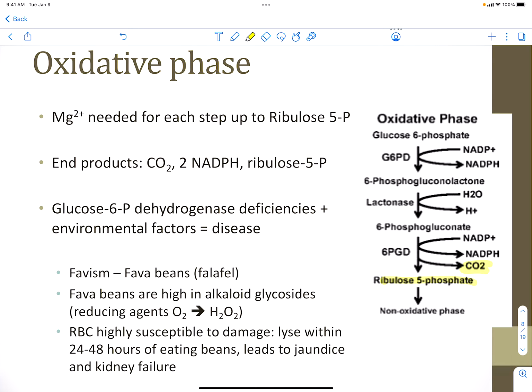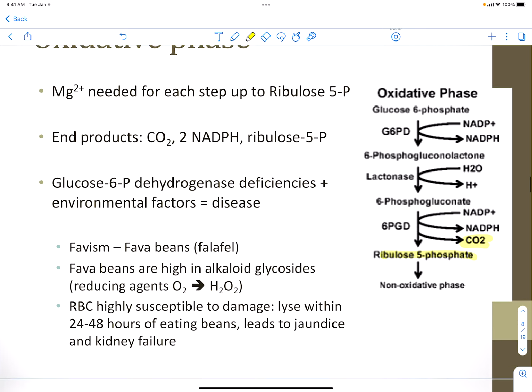Now, glucose 6-phosphate dehydrogenase deficiency also leads to something called favism. Fava beans are going to be high in glycosides, and this can generate reactive oxygen species, and so glutathione is very important in removing those reactive oxygen species. This is also the case, as I mentioned before, for red blood cells. Red blood cells depend on NADPH to keep glutathione reduced in order to protect against reactive oxygen species.